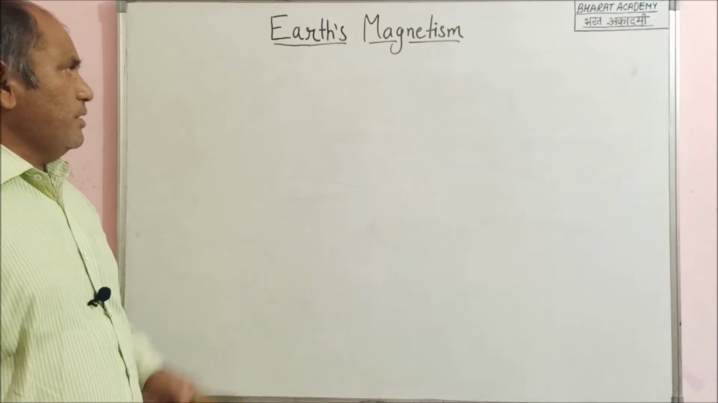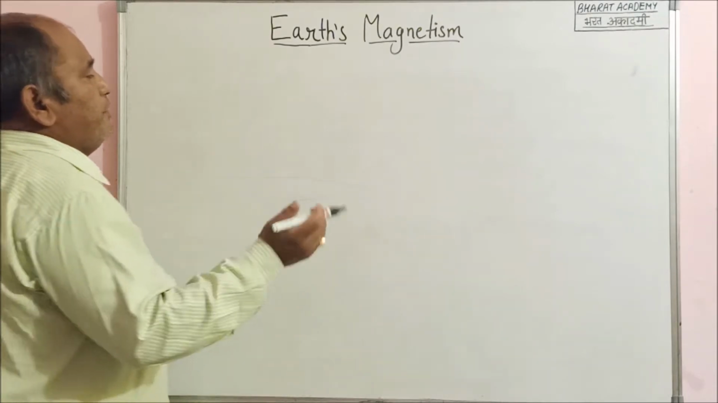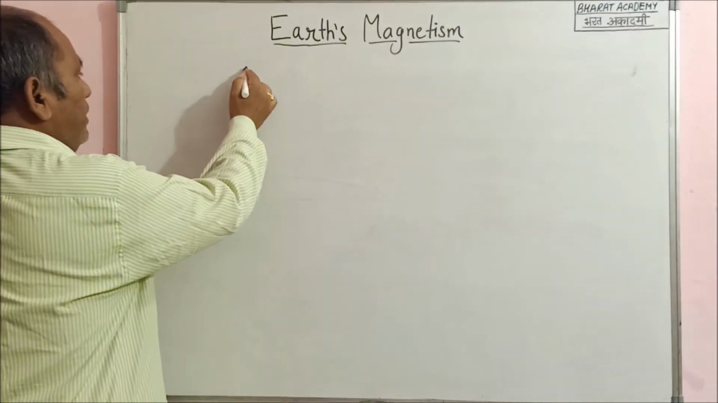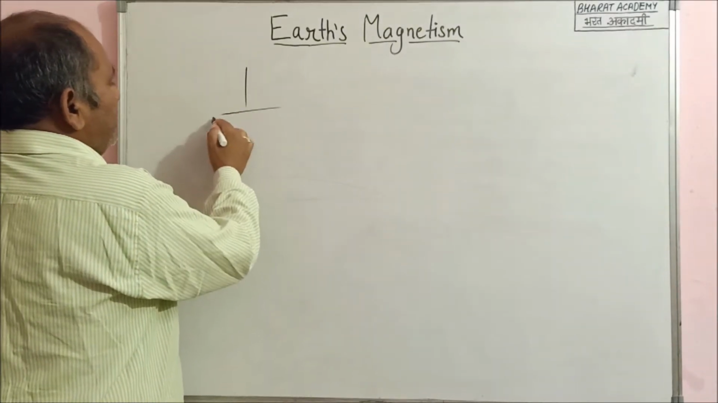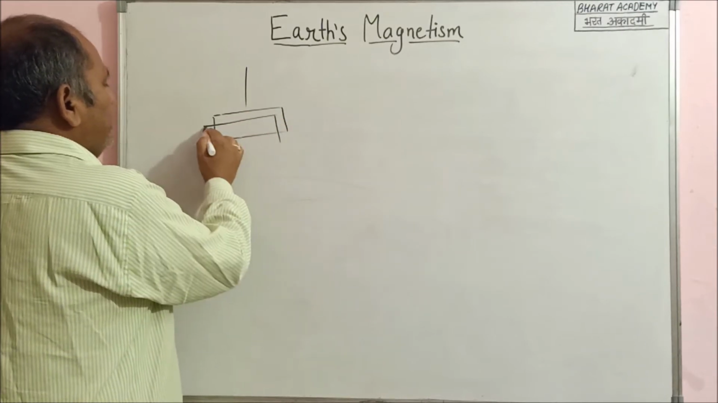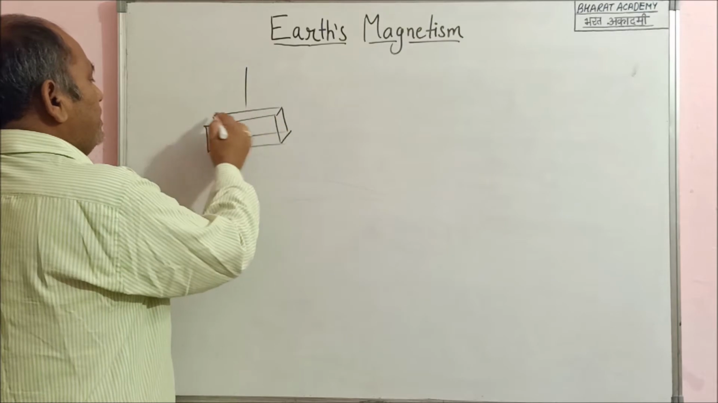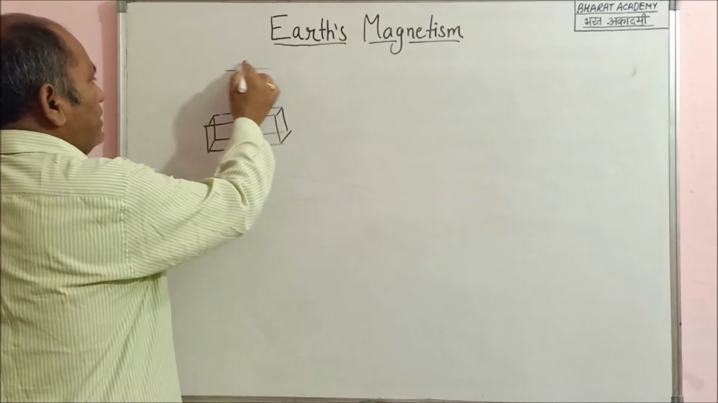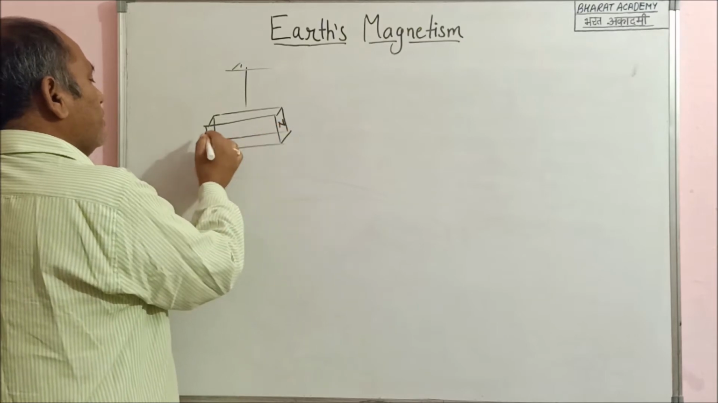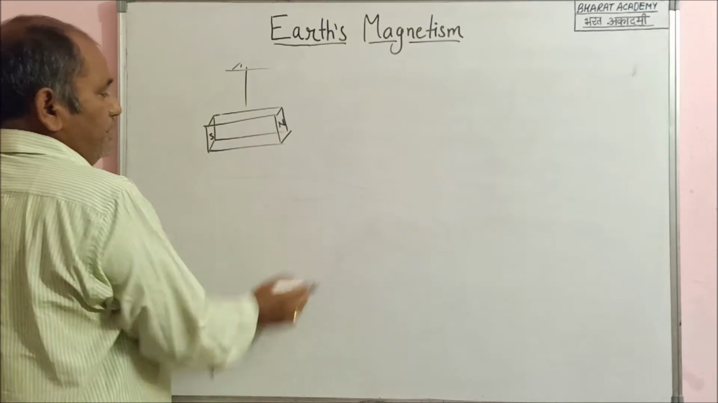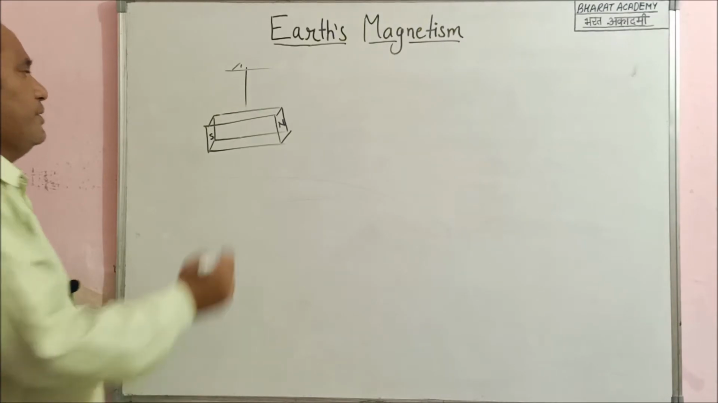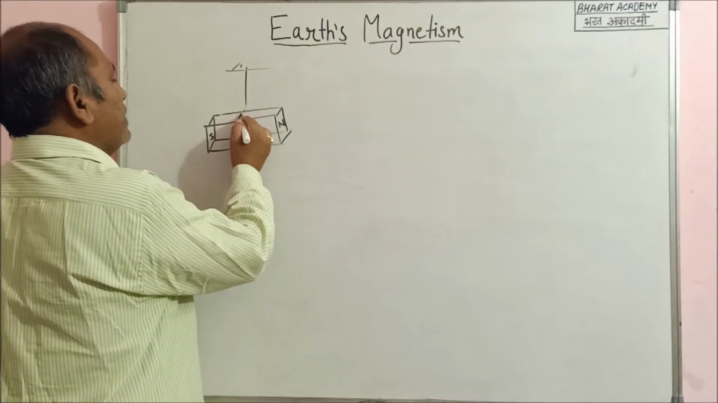After this, let's talk about Earth's magnetism. When we started magnetic effect of current, we talked about how a bar magnet, when freely suspended like this, always gets stabilized in a particular direction, north and south, right? What does it mean? Why not east and west? So what is the reason behind that?